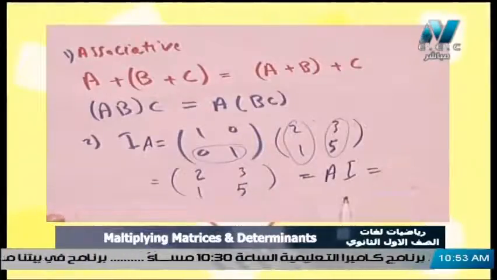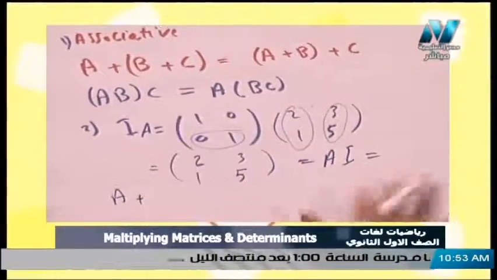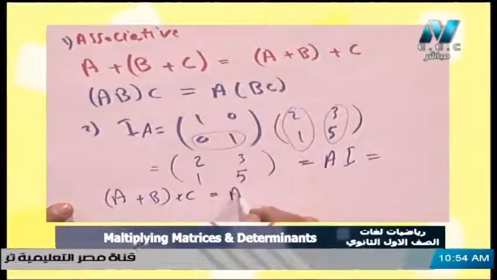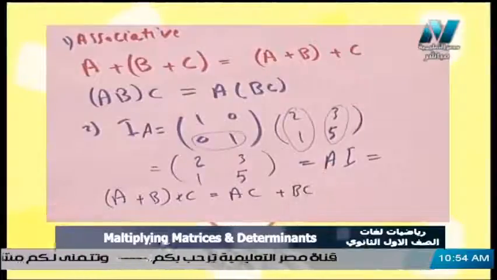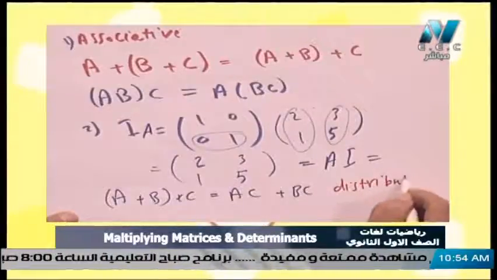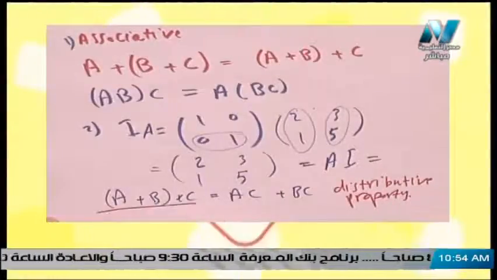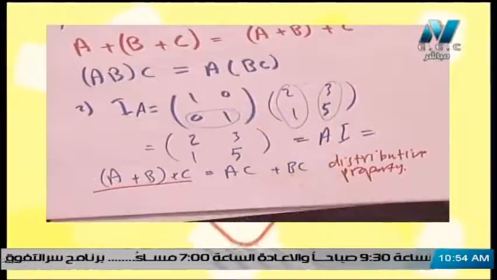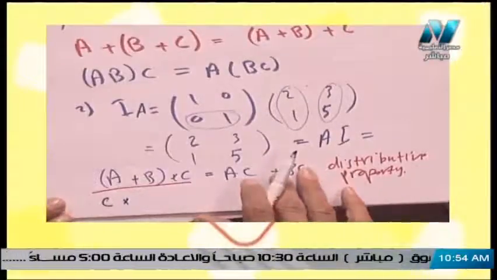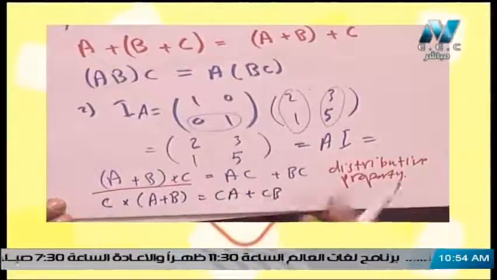Okay. If we have also A plus B multiplied by C, the answer will be AC plus BC, as a distributive property. Okay, and if we have C here, C times A plus B will be CA plus CB.